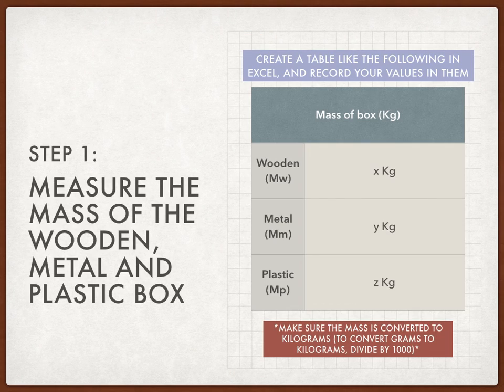So the first step I'd like you to do is measure the mass of the wooden, metal and plastic box. Just place the boxes on top of the scale and write down the mass you get in grams. Then convert this to kilograms by dividing by 1,000.